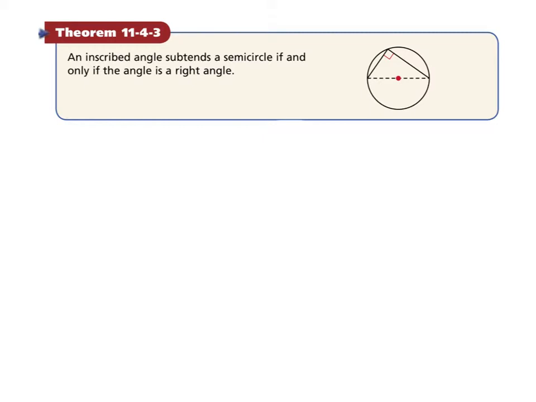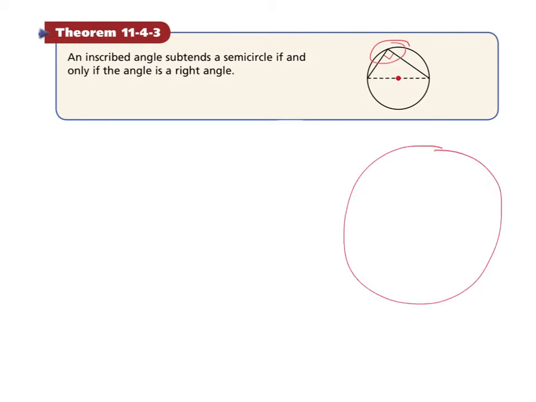Another theorem. If you have an inscribed angle, right here, here's your inscribed angle, big arc. But if you connected the ends here, and it goes through the diameter, so an inscribed angle subtends a semicircle, if and only if it's a right angle. You know it's a right angle.